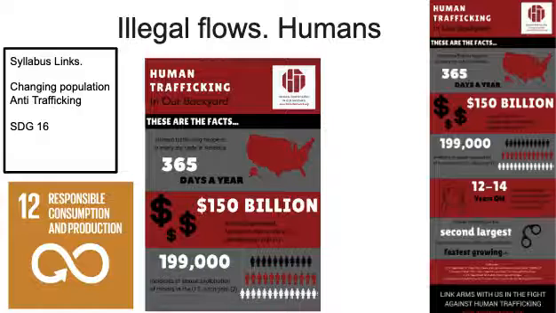Again, we can see that there are links to SDG 16 here, and the syllabus link is into changing population. Also, in the previous core syllabus, we looked at anti-trafficking policies as part of our population unit. Linked to this also is Sustainable Development Goal number 12, which is responsible consumption and production, because often human trafficking is associated with illegal production of drugs, of counterfeit material and of sweatshop conditions.